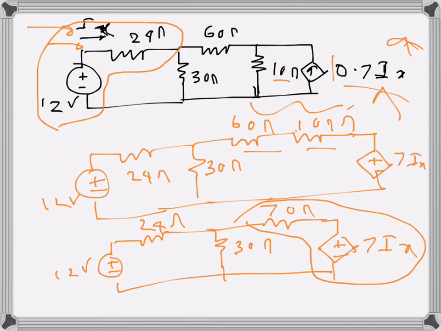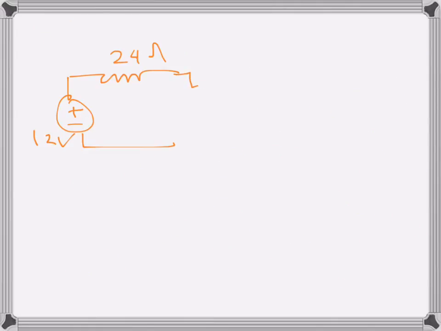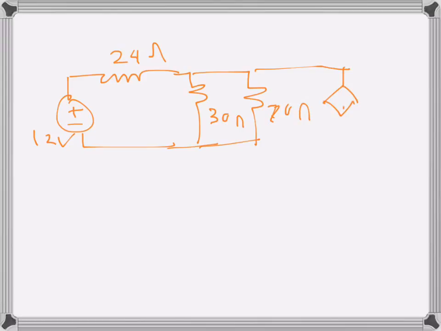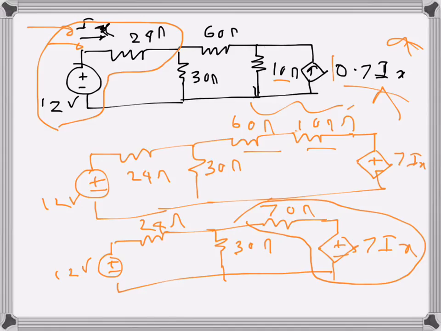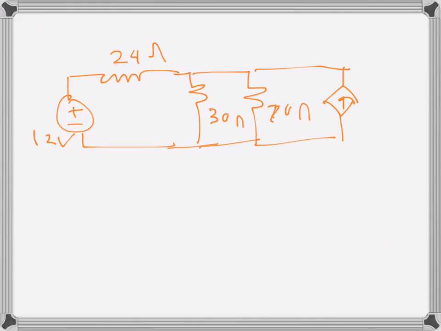So this part stays the same, 24 ohms, 12 volts, and this one was 30 ohms there. So that's now 70 here, so 30 ohms, 70 ohms, and of course the current source value now will become 7 divided by 70, so that will be 0.1 Ix.